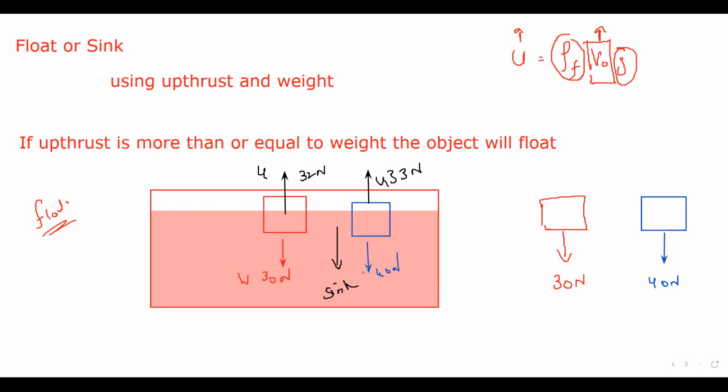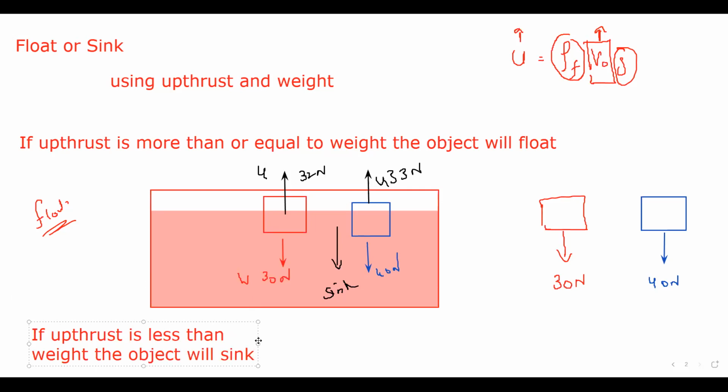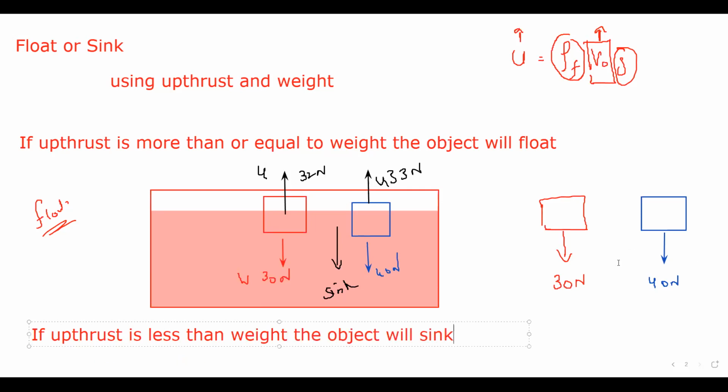So floating and sinking depend on the upthrust and the weight. If upthrust is less than the weight, the object will sink. Is it clear? That is the concept of upthrust, floating and sinking: how we can make an object rise or float, or make it sink, depending on the value of upthrust.